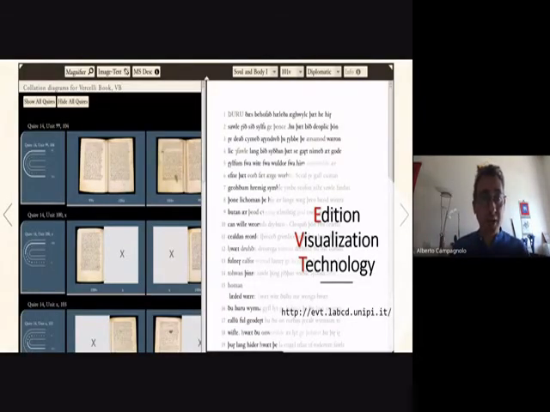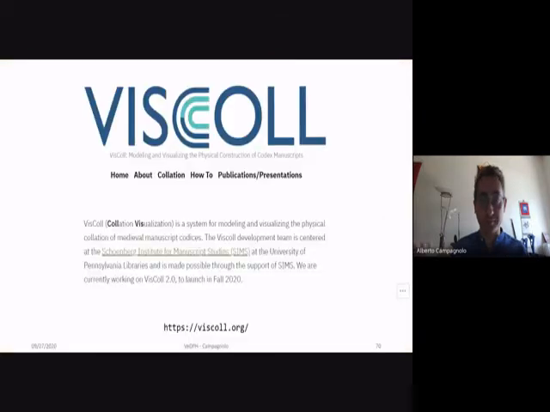And just as a side note, the new version of EVT, the Edition Visualization Technology, is now including VSCoL as one of the visualization methodologies. We are in the process of making a lot of updates to VSCoL as an interface, not so much on the model. And so this is the website, and if you're interested, just keep coming to the website and more information will come from there.